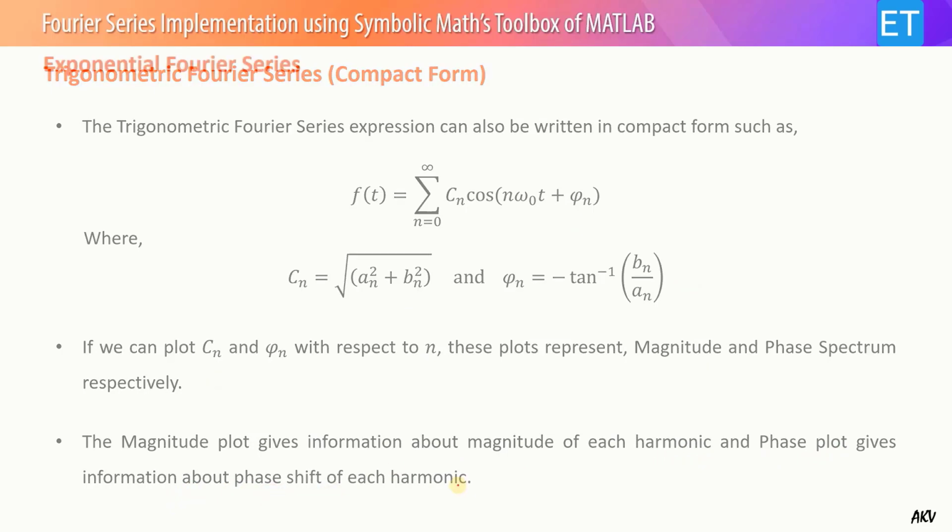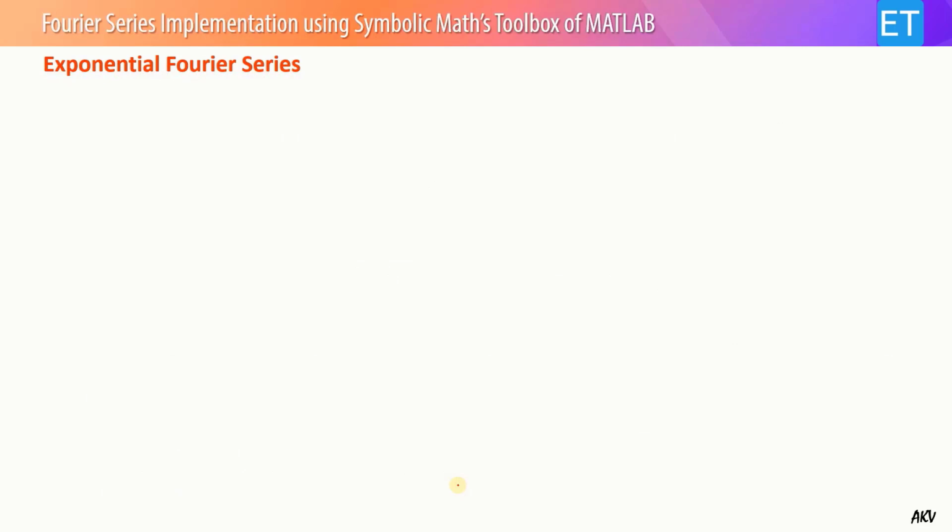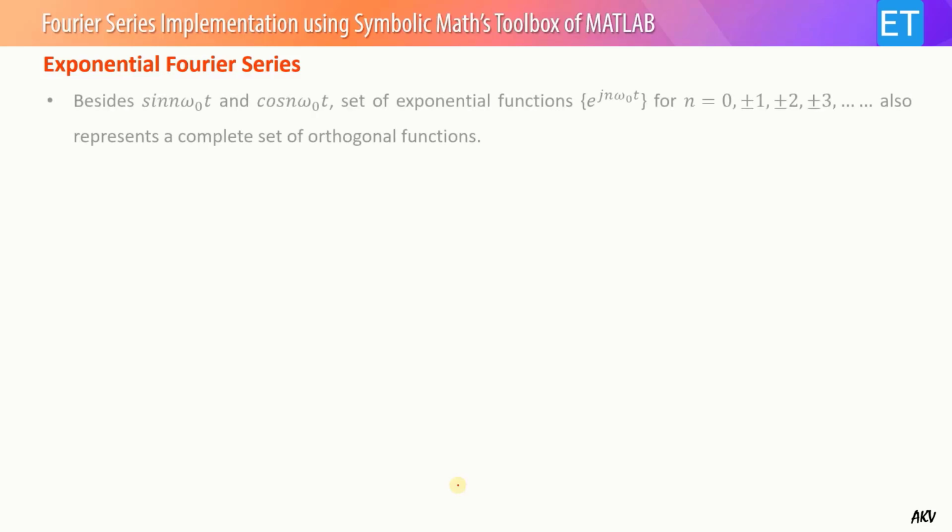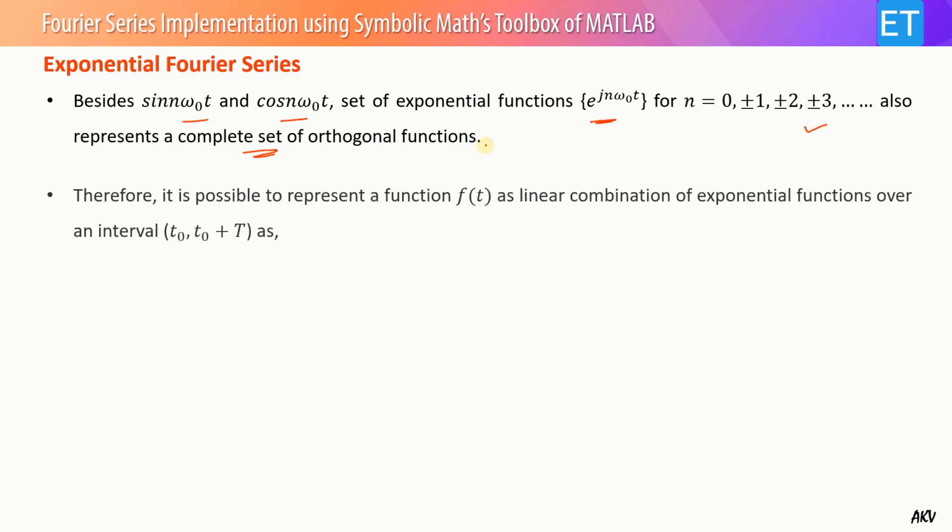And now let's come to the exponential Fourier series, which is a very effective representation of the function f(t). Besides sine n omega naught t and cos n omega naught t, we have another family of orthogonal functions, which is e power j n omega naught t for n equal to 0, plus minus 1, plus minus 2, plus minus 3, and so on. That is another family of orthogonal functions, and it's a complete set of orthogonal functions. So obviously your function f(t) can be represented by the linear combinations of these exponentials like this.